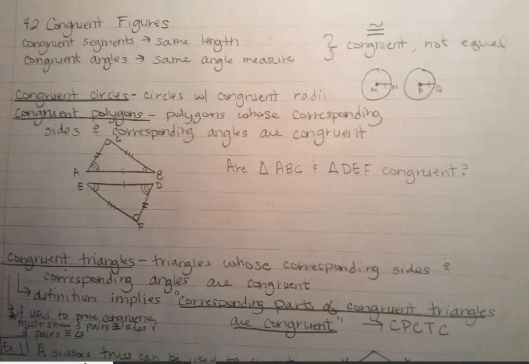All right, today in geometry we have section 4.2, which is congruent figures. Congruent segments have the same length and congruent angles have the same angle measure. And we have been using this congruent symbol, right? It's congruent, not equal, making sure we know those. So some different things about congruent that we're going to look at.